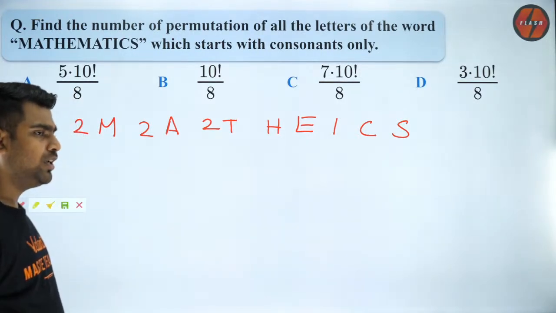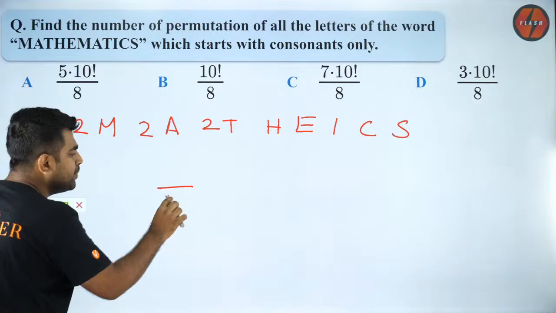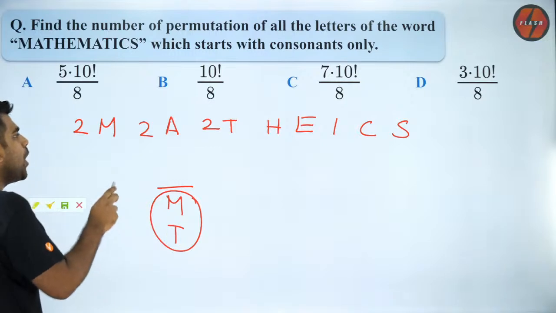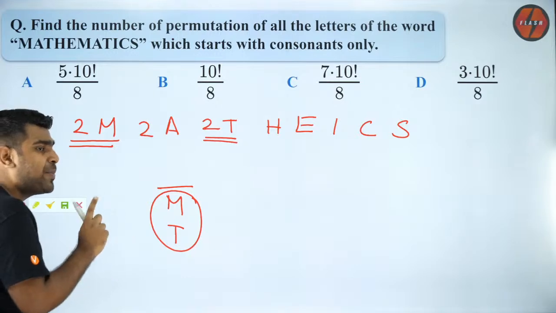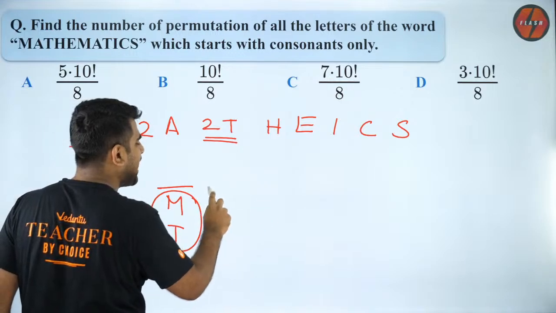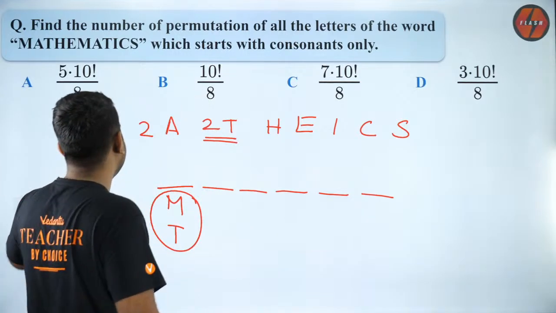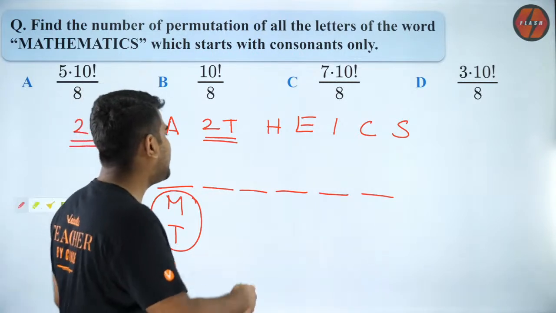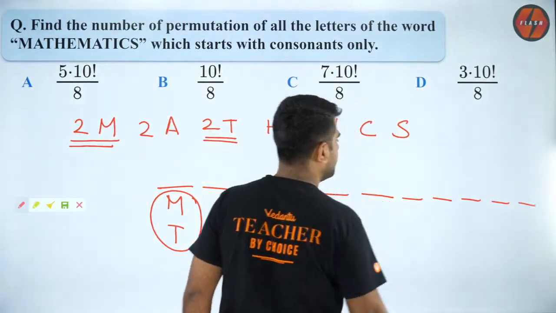Everybody clear? Now, the starting letter can be M or T. This case I will consider separately because there are 2 M's and 2 T's. So if M or T comes here, how many places do I have? 1, 2, 3, 4, 5. Totally how many digits are there? 6 plus 5, 11, right? So there are 10 ways: 1, 2, 3, 4, 5, 6, 7, 8, 9, 10.